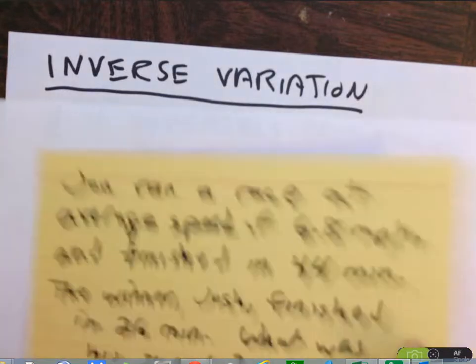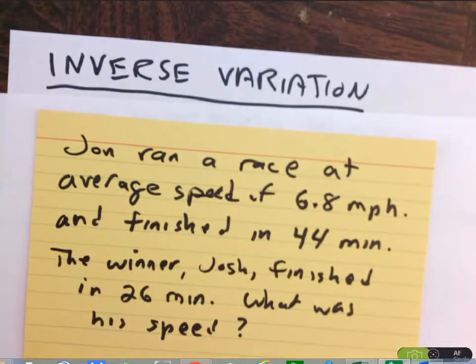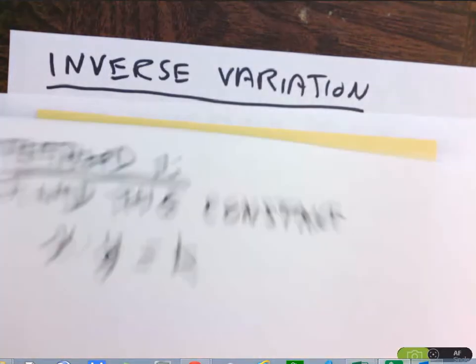The problem we're going to work with is John ran a race at an average speed of 6.8 miles per hour and finished in 44 minutes. The winner, Josh, finished in 26 minutes, and we want to know what was his speed. So there's basically two methods.